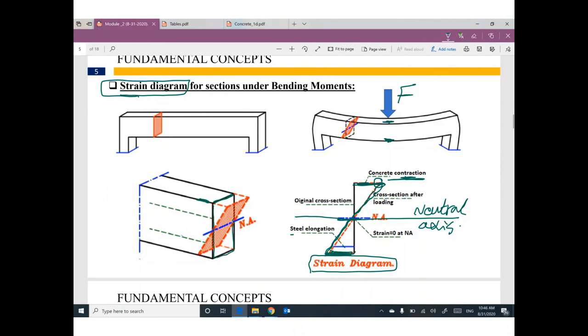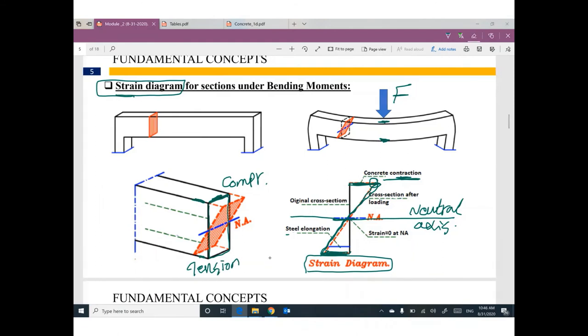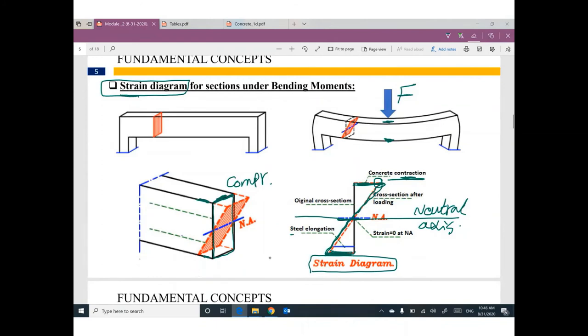The top of the cross section is under contraction. The bottom of the cross section is under elongation. So we have compression and we have tension. But I am talking about strain. Strain means deformation. So I will not say compression and tension, because compression and tension are related to stresses.